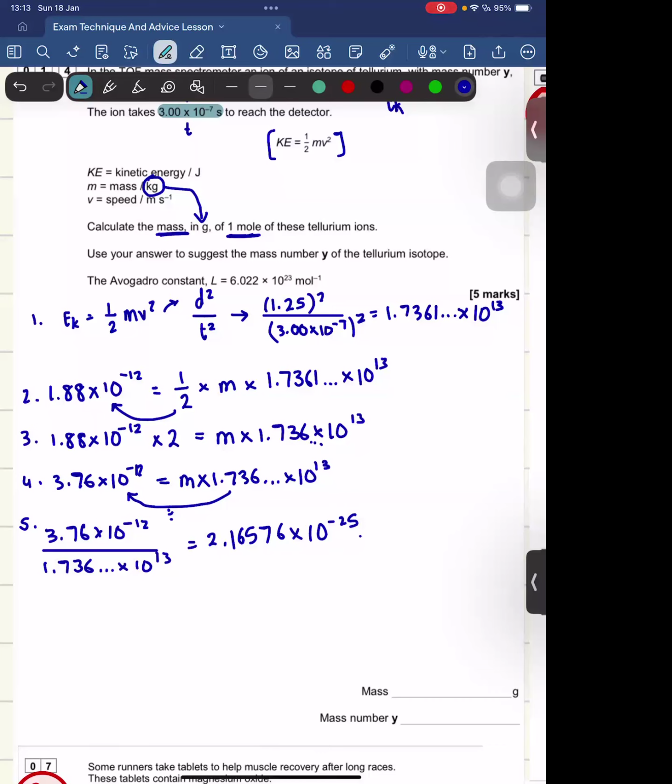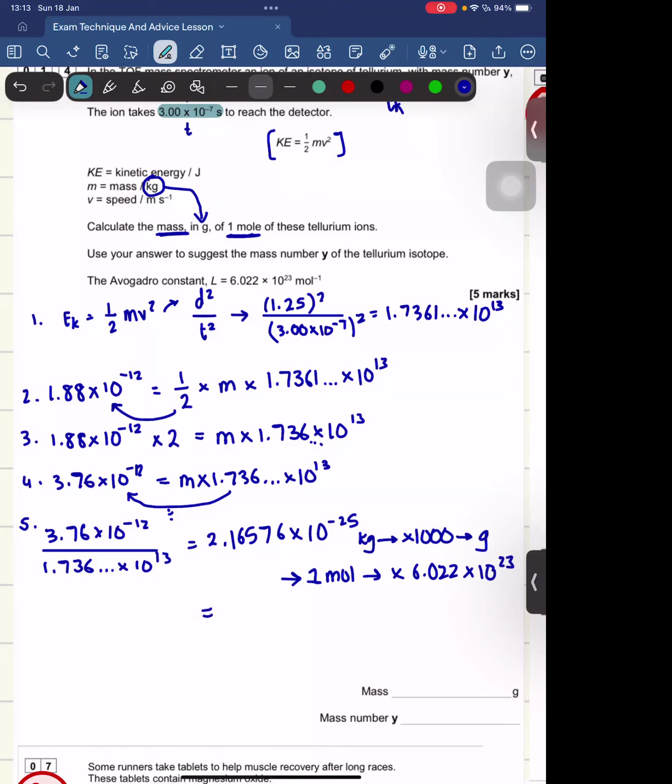So I've got this in kilograms. I need to first times it by 1,000 to get it into grams. And then to find out how much is in 1 mole, I've got to also multiply it by my Avogadro's constant because that is going to tell me the mass of those ions in 1 mole. Right now, I just know what is the mass of an ion, right? But I need to know how much is that mass in 1 mole.